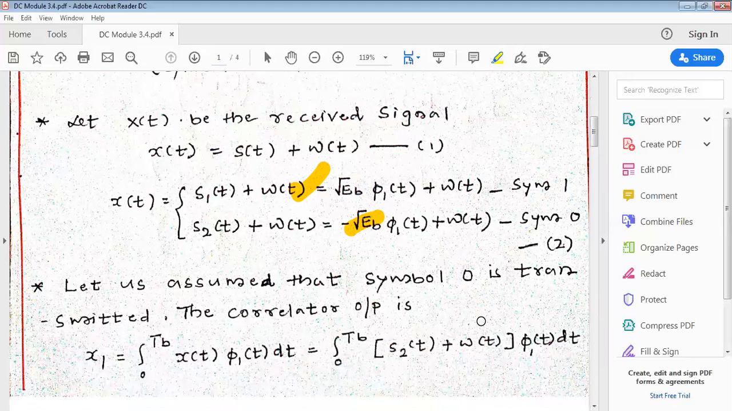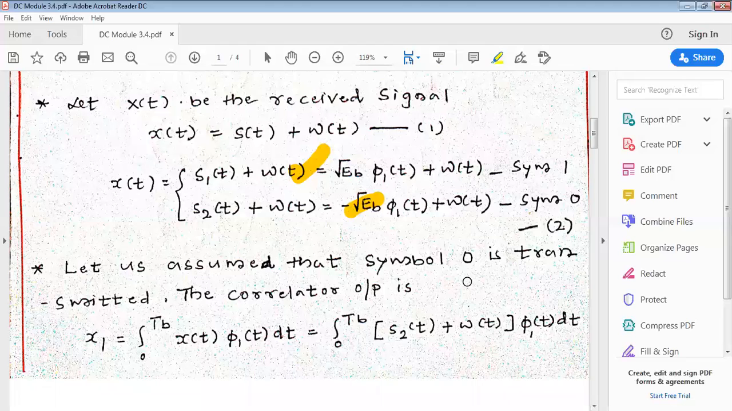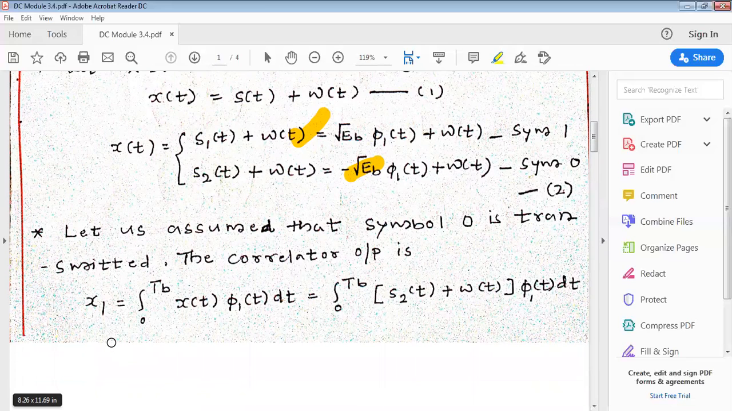Now let us assume that the symbol 0 is transmitted. What is the output of the correlator at the receiver side? Let me consider the output of the correlator as x1, which is a random variable, calculated by integration of x of t times phi1 of t over 0 to Tb. When you transmit symbol 0, the transmitted signal is S2 of t, so x of t is now S2 of t plus W of t, which is multiplied by this basis function phi1 of t.